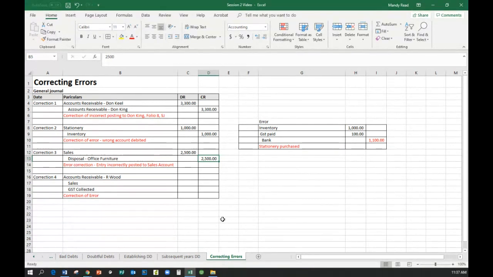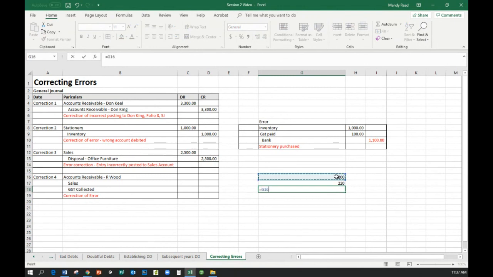And finally, our error number D, which is the incorrect amount. A sales invoice for $2,200 in the name of R. Wood was entered incorrectly as 220 and posted as such. I'm just going to do my workings here. It should have been 2,200, and instead we have put it in as 220. So what is the difference? What should we have put in? Well, we should have put in 1,980. That is the total amount.